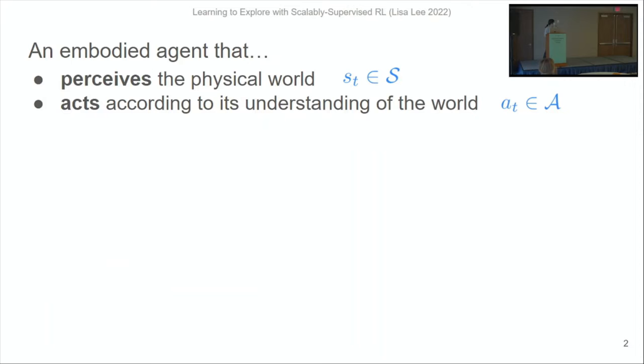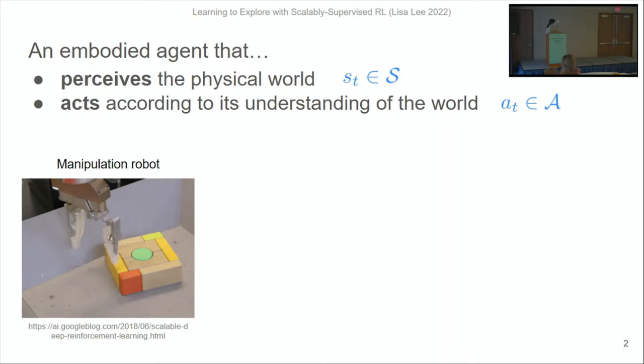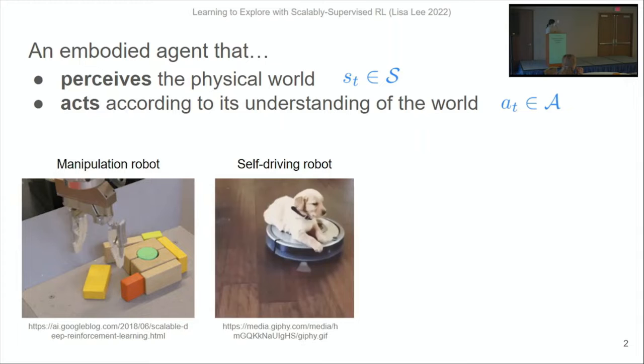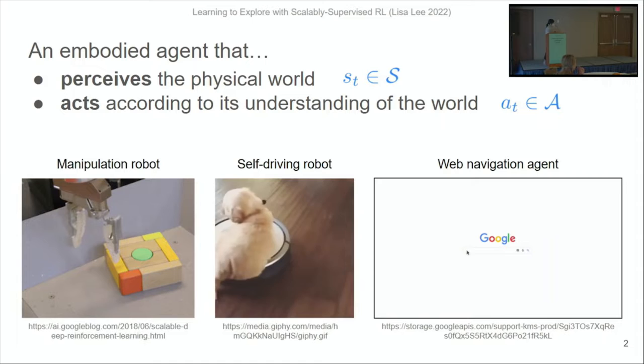I'll get started. In this talk, we'll be focusing on embodied agents that perceive the physical world and act according to their understanding of the world in order to solve a particular task. For example, a manipulation robot can perceive visual pixels through its camera and execute raw motor commands to pick up objects in the environment. Other examples are a self-driving robot that learns to navigate around obstacles, or even a web navigation agent that learns to browse the web.